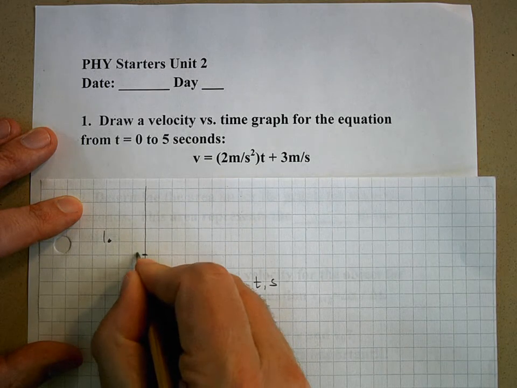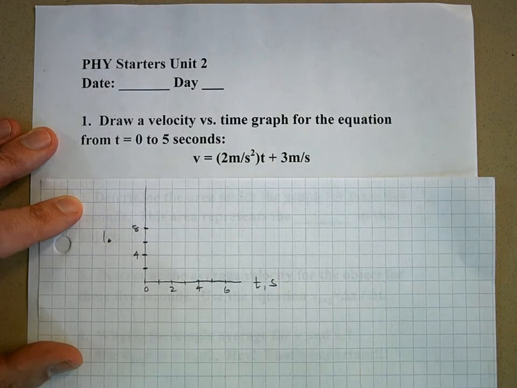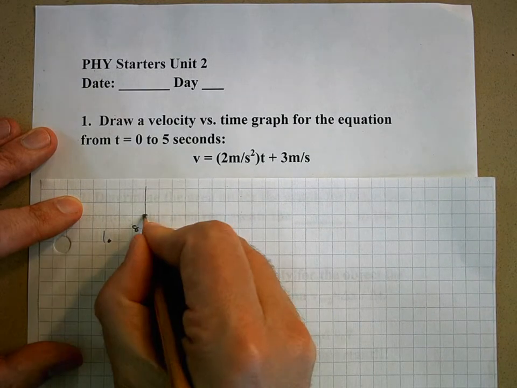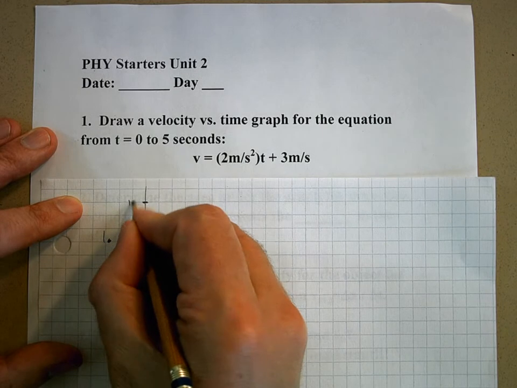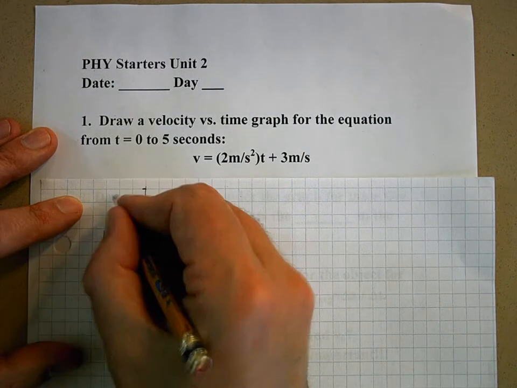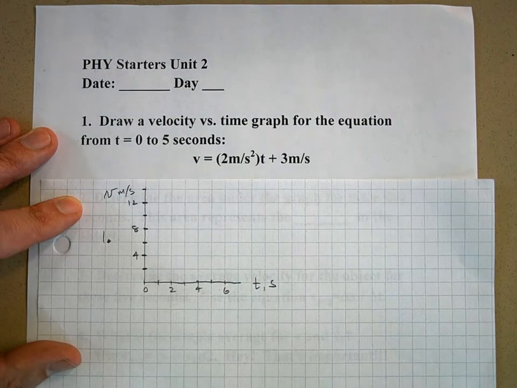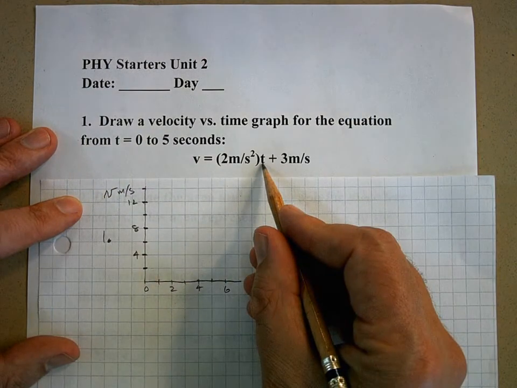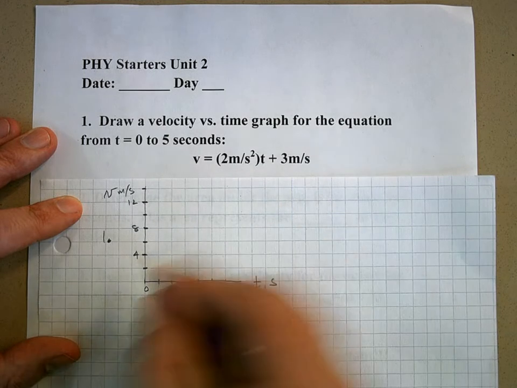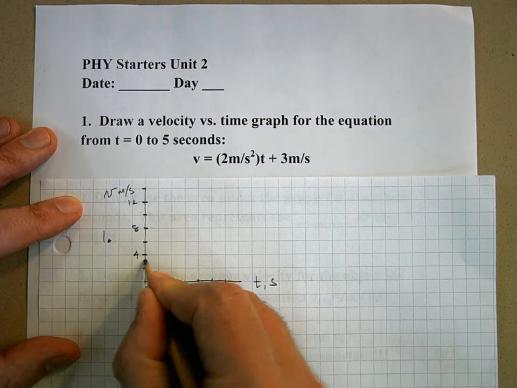2, 4, 6, 8, 10, 12. Okay, and then that'd be 14. So this is velocity in meters per second. And then t equals 0. It'll be 3 meters per second. So 2, 3, so it'll start right there in the middle.